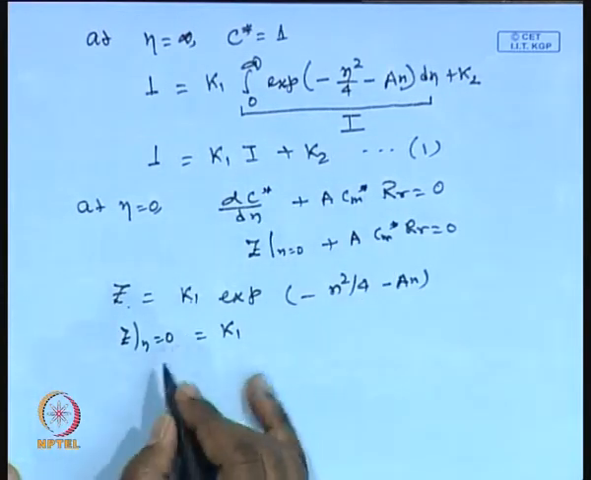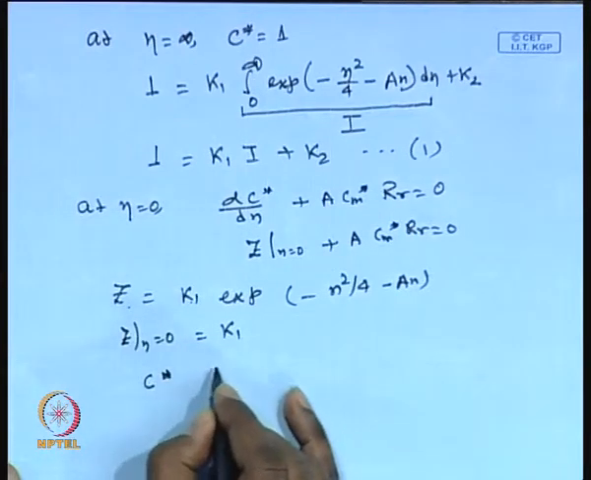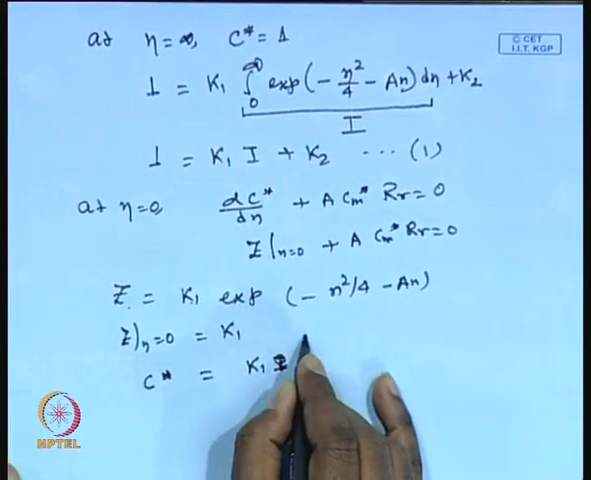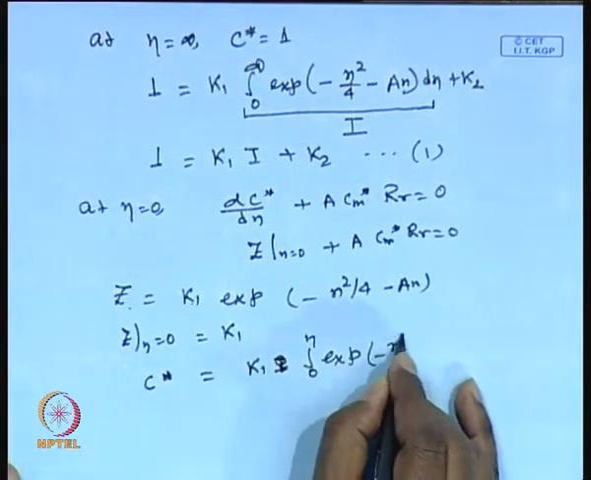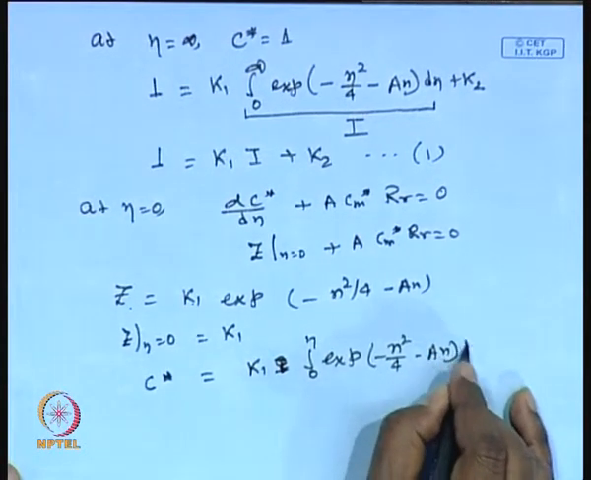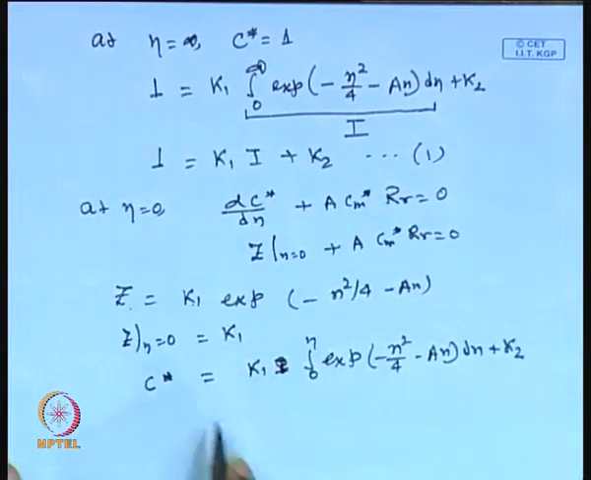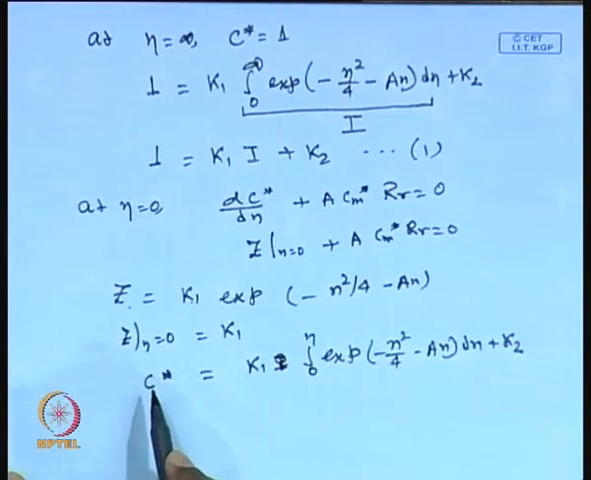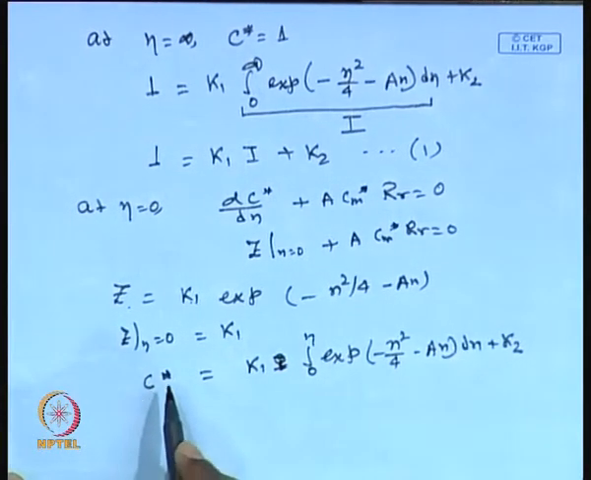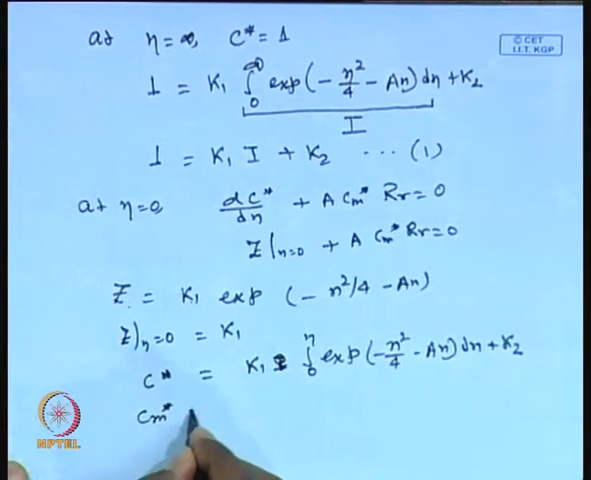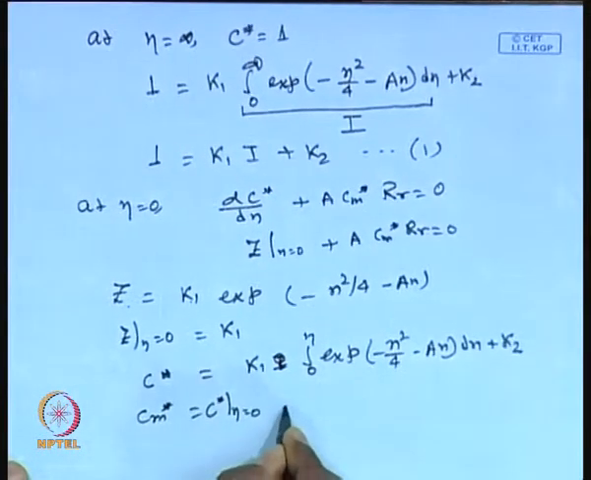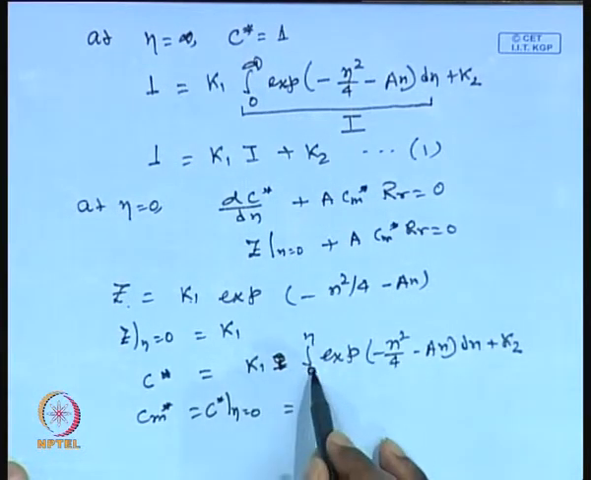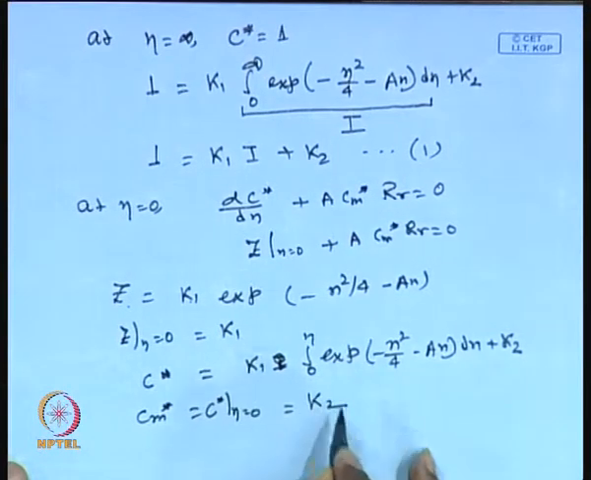And what is cm star? If you look into the expression of c star, that was k1 times the integral from 0 to eta of exponential minus eta square by 4 minus a eta d eta, plus k2, right. And cm star is nothing but c star evaluated at y star equal to 0, and y star equal to 0 is nothing but eta equal to 0. So, cm star is nothing but c star evaluated at eta equal to 0, and once it is eta equal to 0, that means this upper limit becomes 0. So, this integral will be from 0 to 0, so the whole integral will vanish. So, this is nothing but the other constant k2.